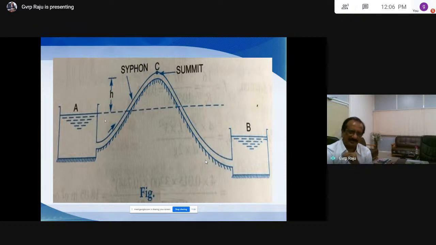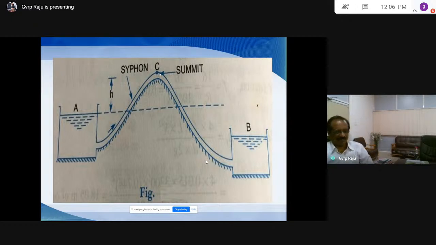The losses are entry loss, 0.5 V square by 2g, exit loss, V square by 2g, and friction loss, f L V square by 2gD, where L is the length of the siphon. With the help of this you can find out the unknowns. Sometimes they also ask for the height of the summit. To know the height of the summit, you can apply Bernoulli's equation at A and Bernoulli's equation at C.